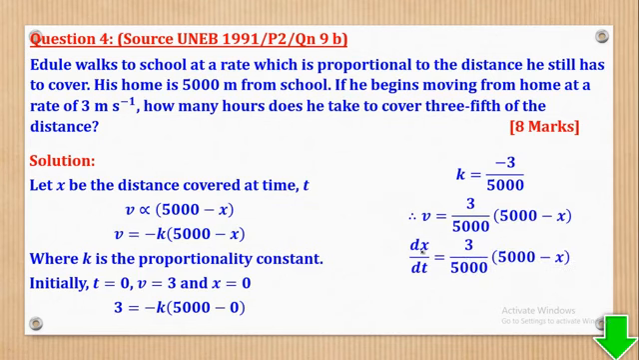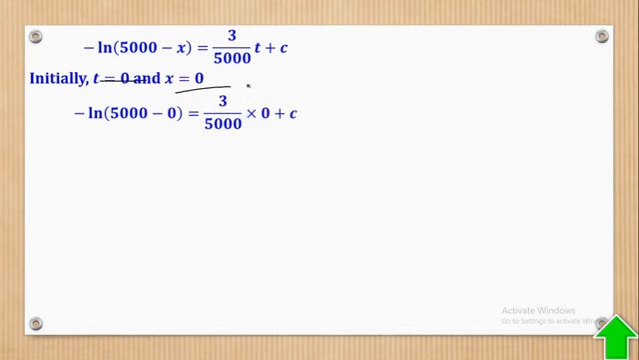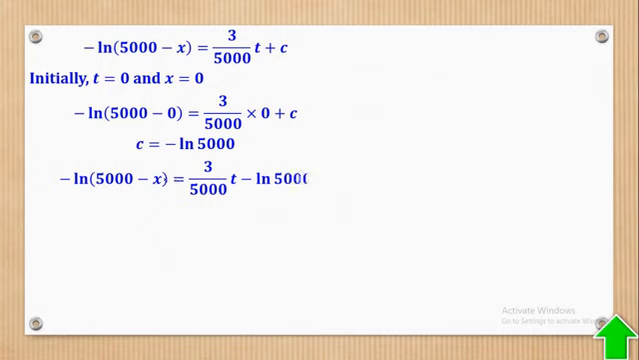But v is equal to dx dt, so separate the variables and put integrals on both sides. Integrating will give us that line. Initially t is equal to 0 and x is equal to 0, so substitute for t and for x to come up with the value of c as that. Therefore the equation now becomes this.